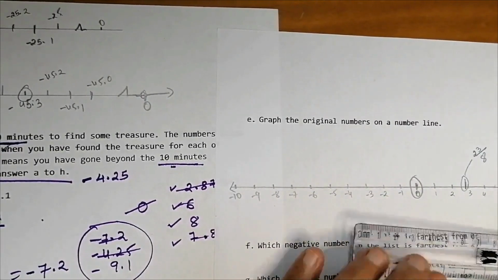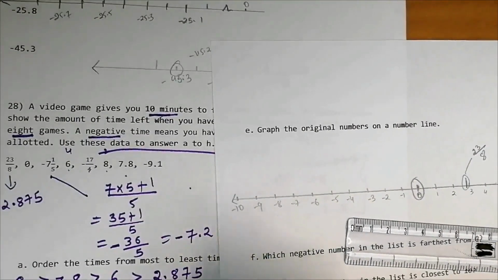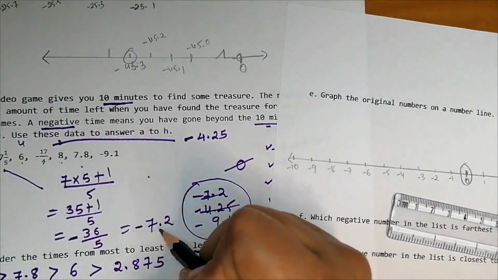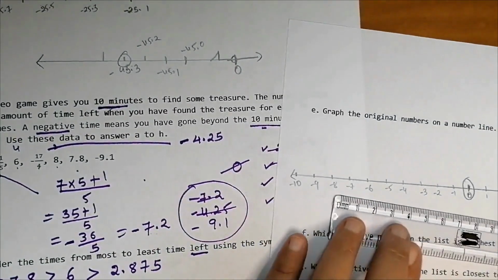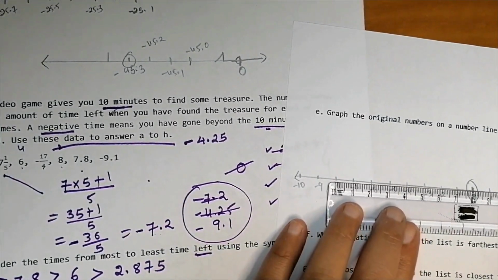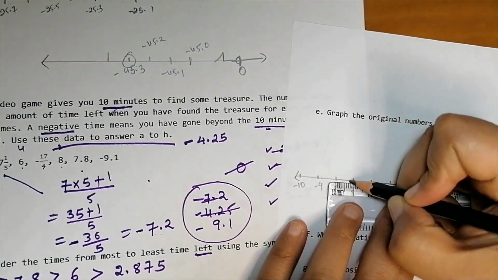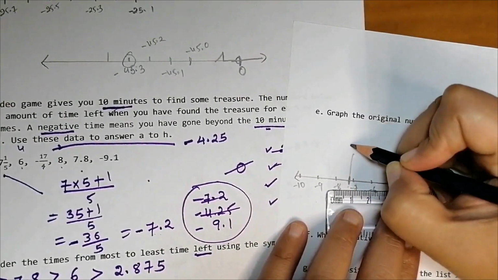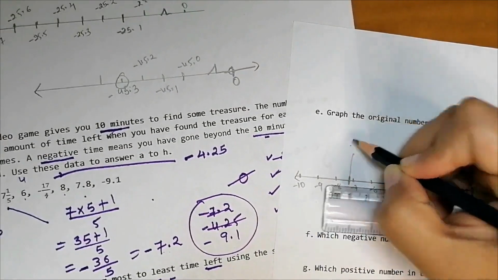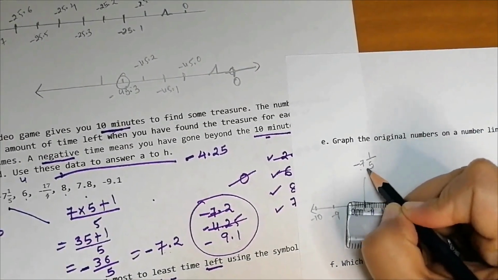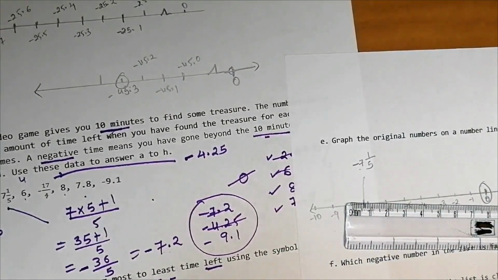Done, 2 are done. Then we have minus 7 and 1 over 5, right? This fraction was minus 7.2. So here we are between 7 and 8, right? So 7, 2. So we'll take 2 units here. And this is minus 7.2. We'll write the fraction here, okay? So minus 7 and 1 over 5, right?